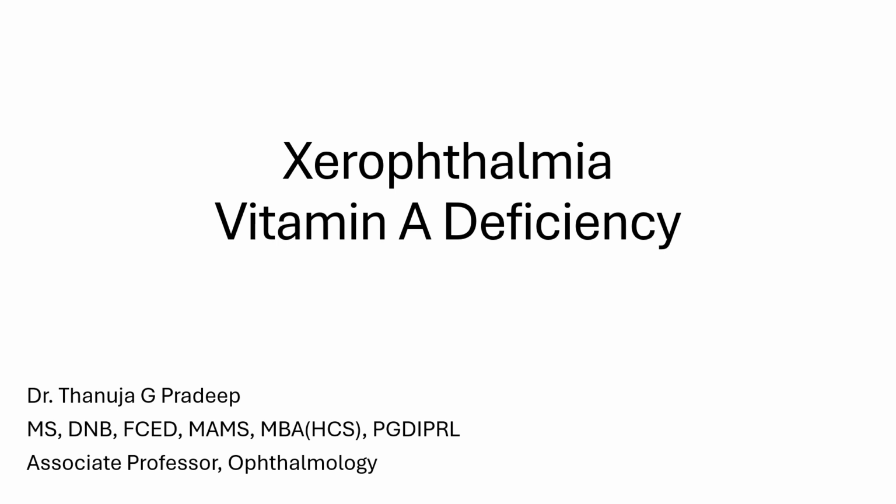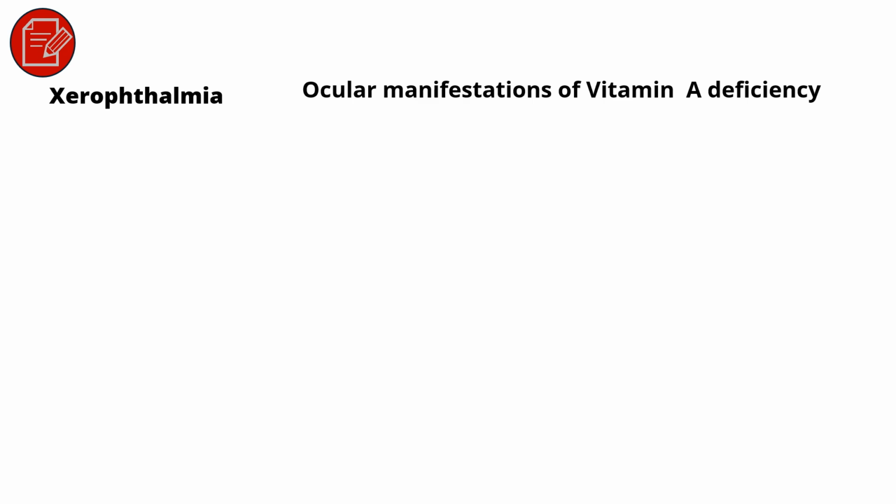So, in this presentation, we'll learn about xerophthalmia or vitamin A deficiency. So, what is xerophthalmia? These are the ocular manifestations of vitamin A deficiency. So two things happen in vitamin A deficiency.